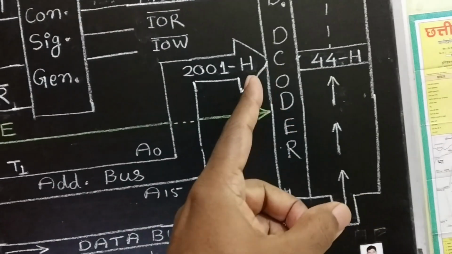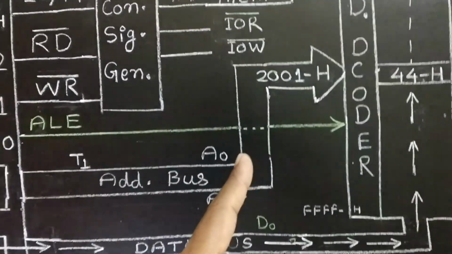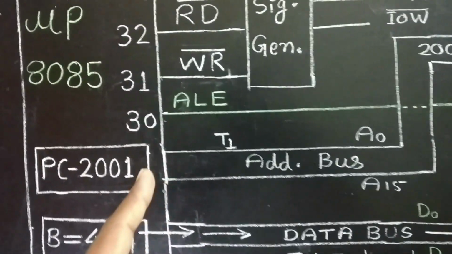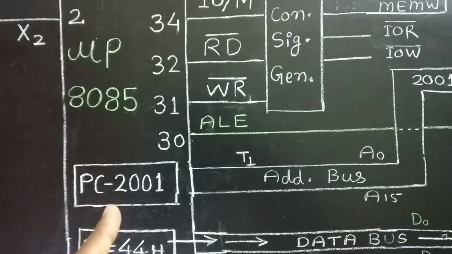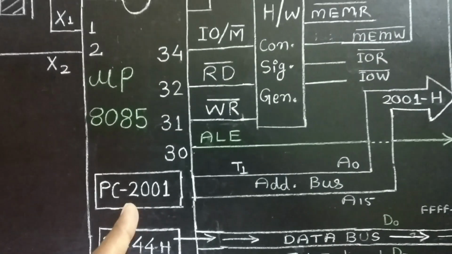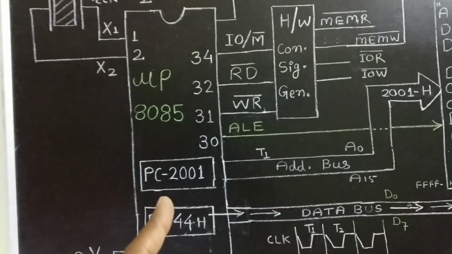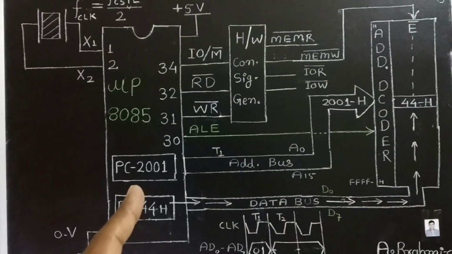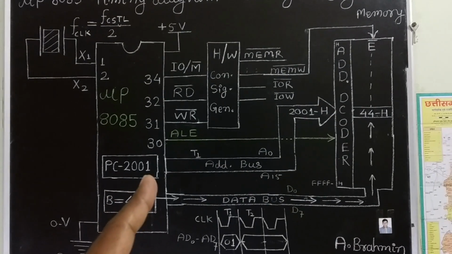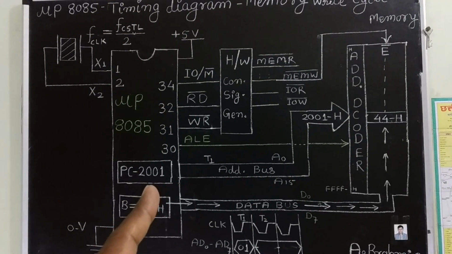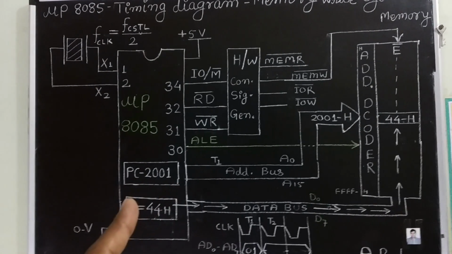The desired location, again we have taken 2001H, will be pointed out by the program counter, because the program counter is a very important register in the 8085 microprocessor. It always points out the address of a particular location where the data or instruction codes are to be transferred.